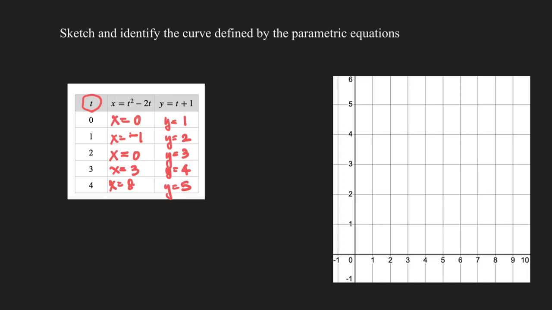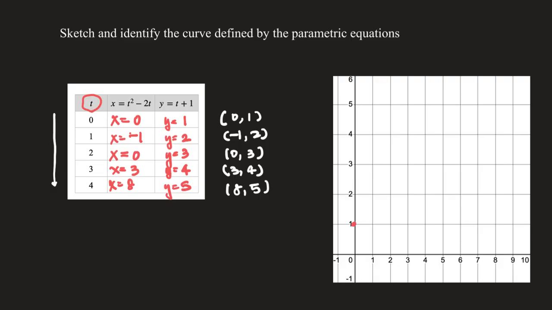So you find the x value and y value. That represents position. So t equals 0, position is (0, 1). T equal 1, position is (-1, 2). T equal 2, (0, 3). T equal 3, (3, 4). T equal 4, (8, 5). That's how the object moves. T equals 0 to 4, how the object moves on the coordinate plane. Let's plot it, guys. T equals 0, (0, 1) is right here.